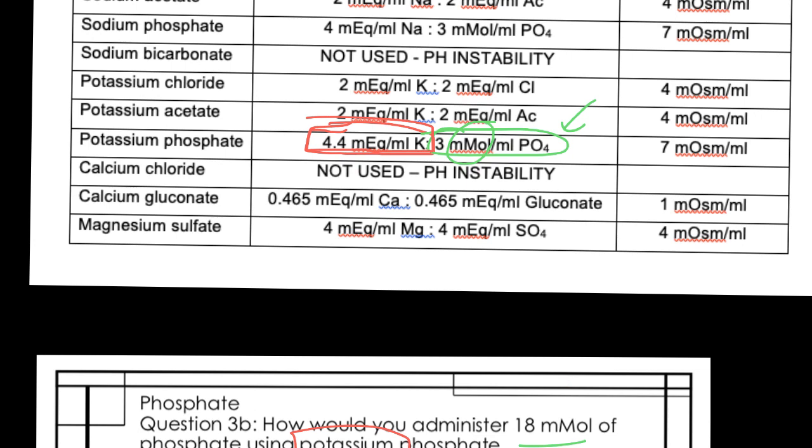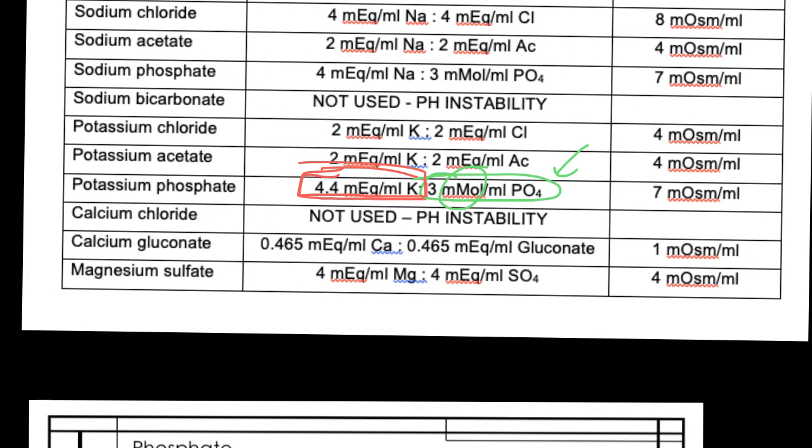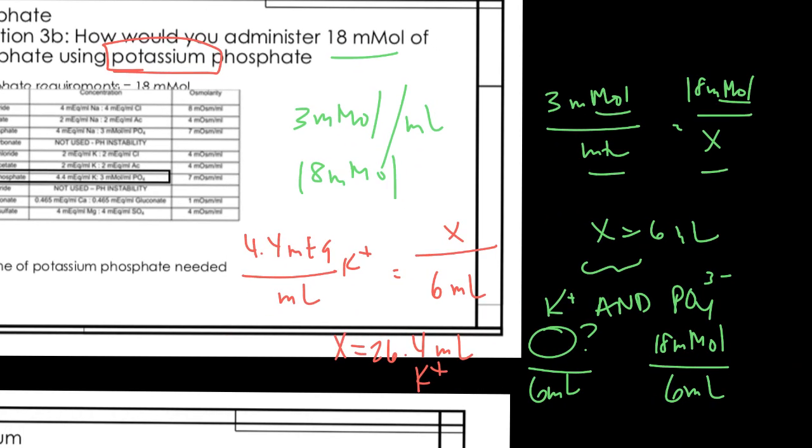So since we're operating with millimoles, we're going to use millimoles to figure out how many milliliters of the solution we need to bring me up to 18 millimoles from the standard solution of 3. So I found out 6 milliliters of this 3 millimole per milliliter phosphate solution gives me 18 millimoles.